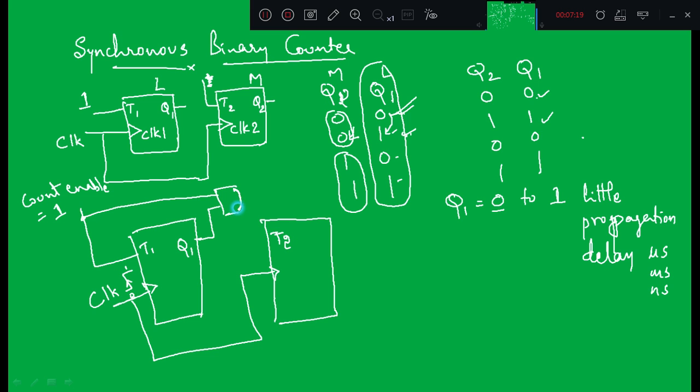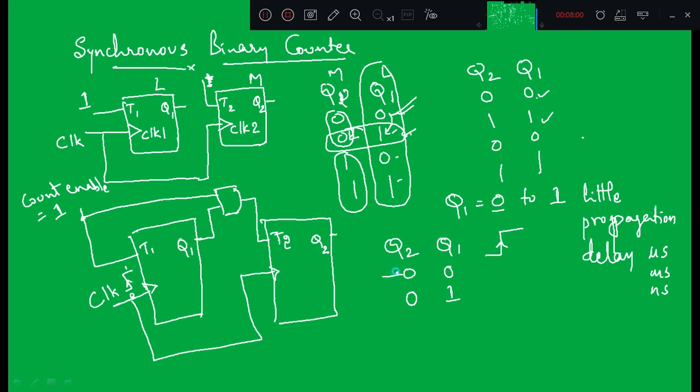So if I connect this AND gate, and the output of the AND gate is connected to T2, what happens? Let us say initially Q2 and Q1 are both 0 0. This is the initial state of the counter. When the first rising edge occurs, only Q1 has to change. The second flip-flop also receives the rising edge of the clock, but Q2 should not toggle as per the truth table of the counter. So Q2 should remain in its previous state.